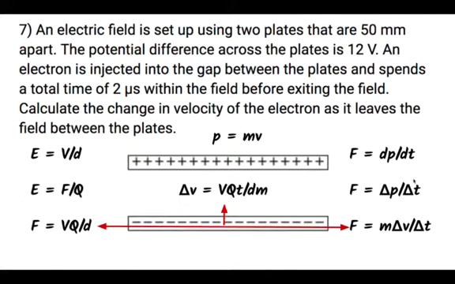the change in velocity can be calculated: potential difference across the plates, charge on the object, which will be the electronic charge here, the time between the plates, which is 2 microseconds, divided by the distance between the plates, 50 millimeters, and the mass of the charged object, which in this case is an electron, 9.1 times 10 to the minus 31 kilograms.